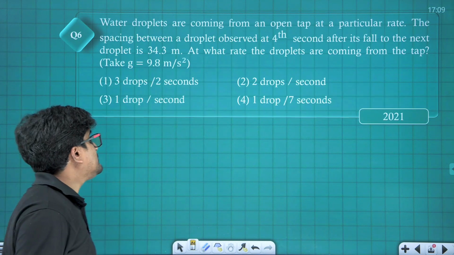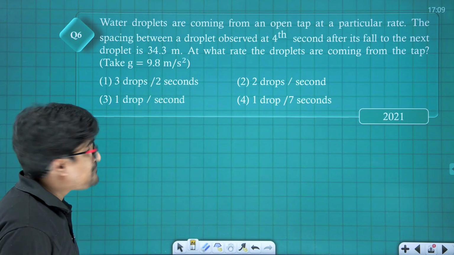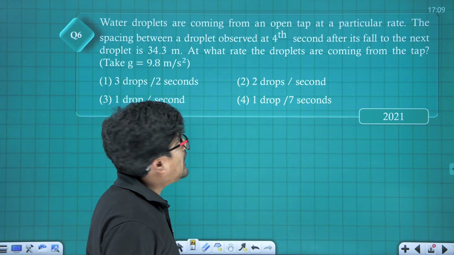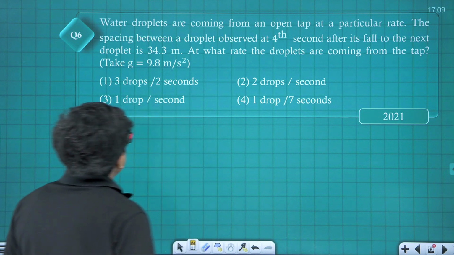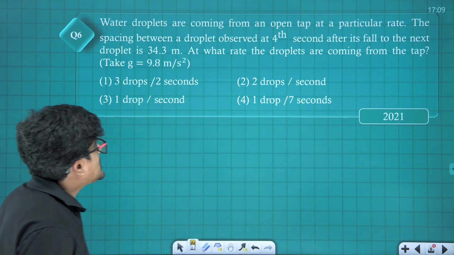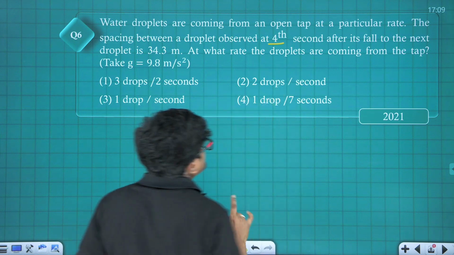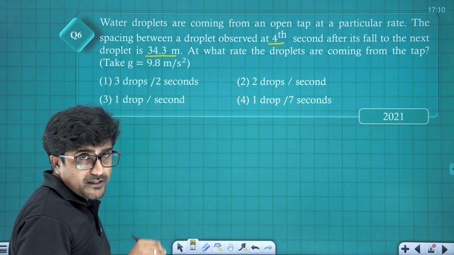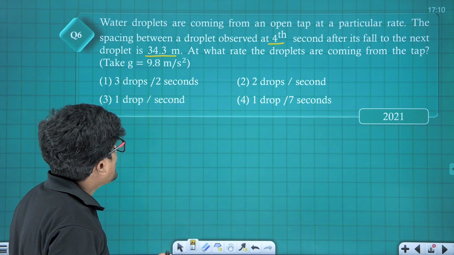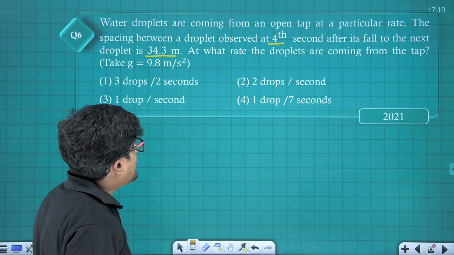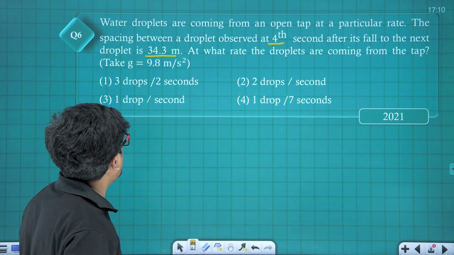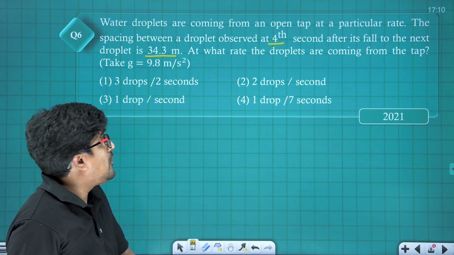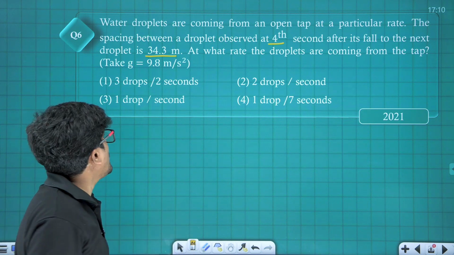That is question number 6. Question says, water droplets are coming from an open tap at a particular rate. The spacing between the droplets observed at the 4th second after it falls to the next droplet is 34.3 meter. At what rate the droplets are coming from the tap? That's the question. So the most important part is the spacing between the droplets observed at the 4th second after it falls to the next droplet is 34.3.